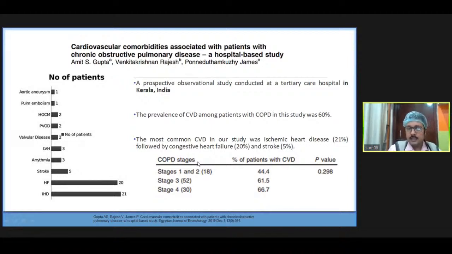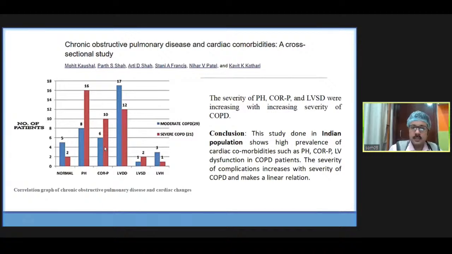So we can see here these are the COPD stages, stage 1, 2, 3, 4. As the stages increase, stage 3 onwards, the prevalence of CVD also increases. So the prevalence of cardiovascular disease in COPD patients is increasing nowadays. Now, you can see here these are the various cardiovascular comorbidities. A study done in the Indian population shows a high prevalence of cardiac comorbidities, pulmonary hypertension, and left ventricular dysfunction in COPD patients. The severity of comorbid conditions increases with severity of the COPD and makes a linear relation.